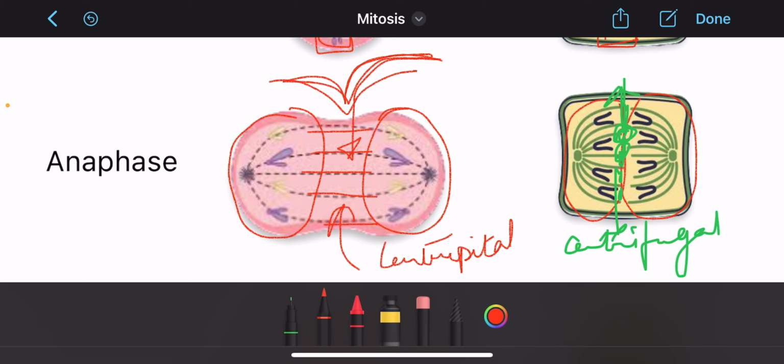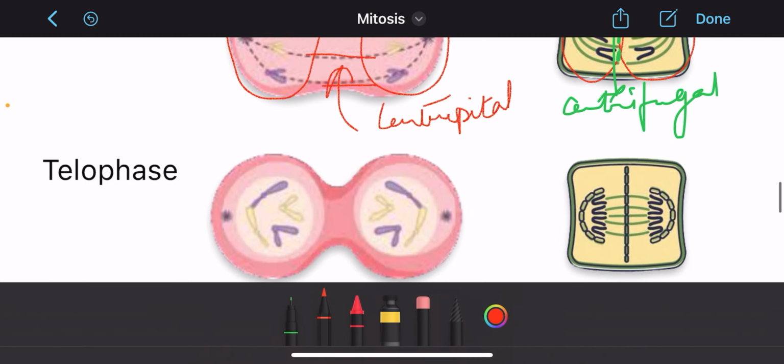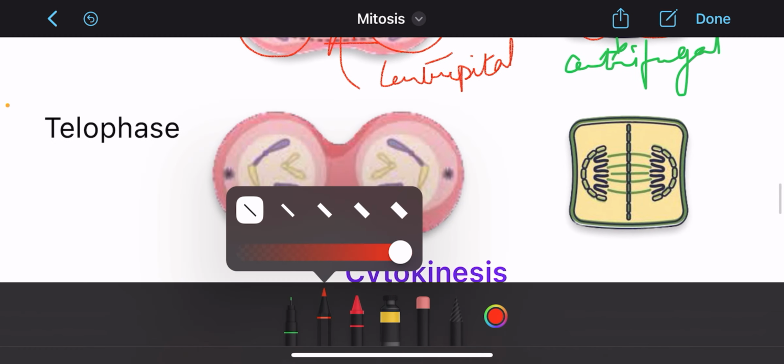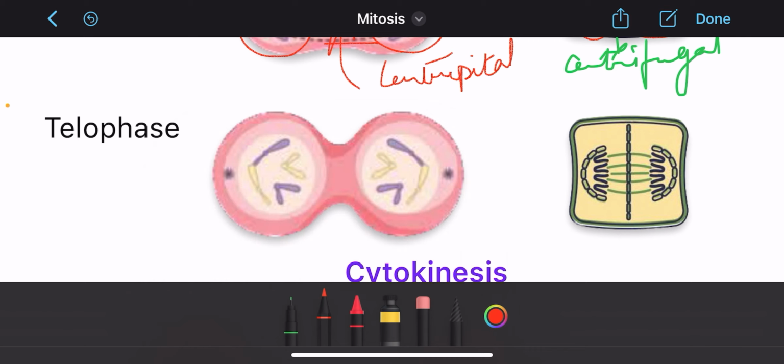Now, after anaphase, the cell enters into another stage called telophase. This telophase has the two daughter cells moving towards the opposite poles. The spindle fibers have already disappeared. You can see no spindle fibers in this. The nucleolus is reappearing. The chromatin is uncoiling and decondensing. And the nuclear membrane is reappearing. Here also the nuclear membrane is reappearing.